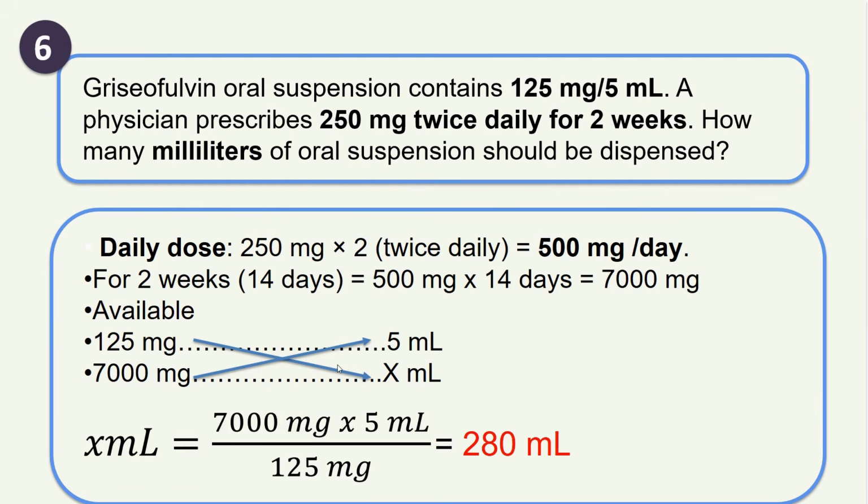So if you point the arrows like here, 125 to x mils and this one, and now place them into cross multiplication. So here milligram is gone. And now you get here, if you divide that, it comes to be 280 mils. So therefore, your correct answer is 280 mils.